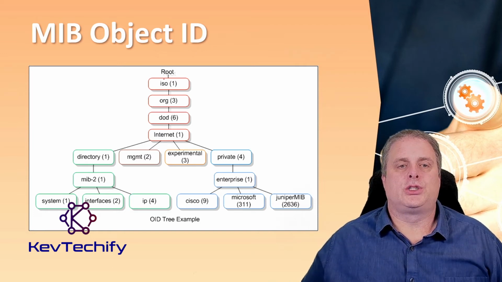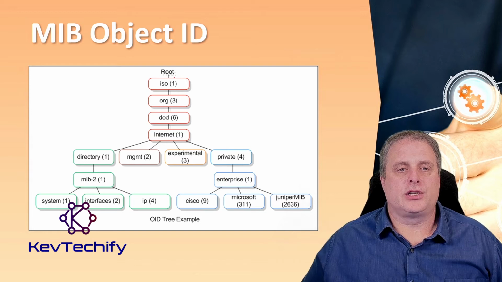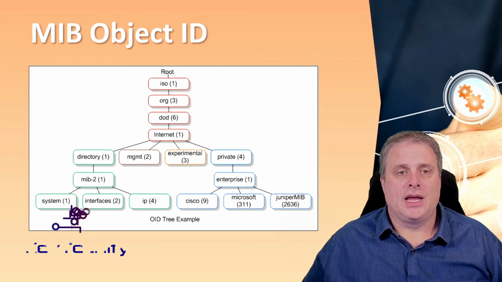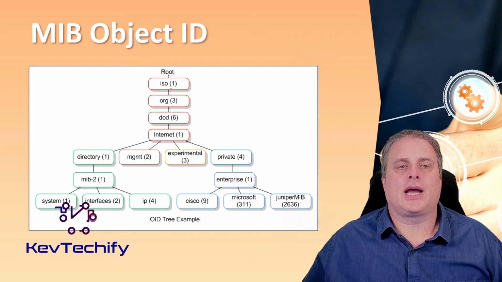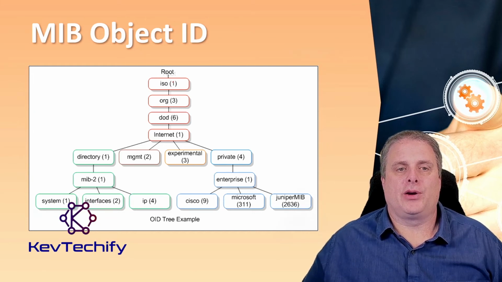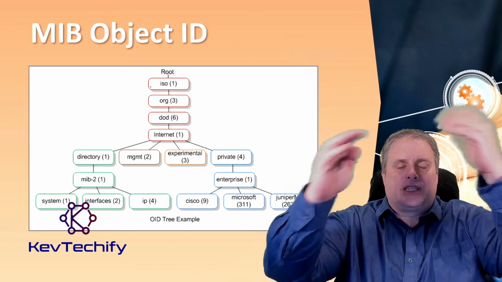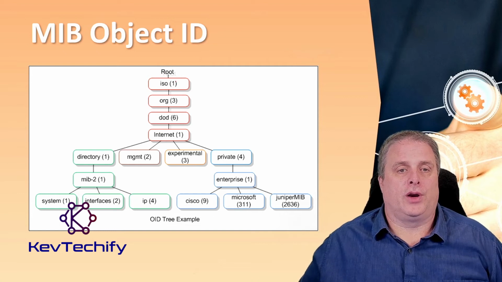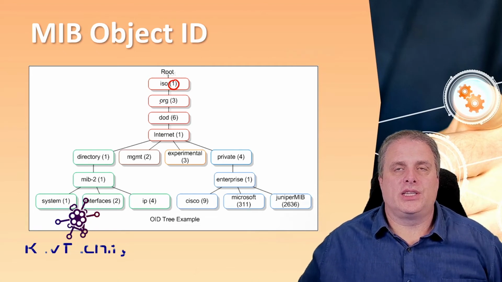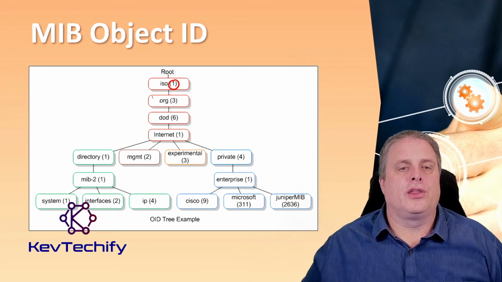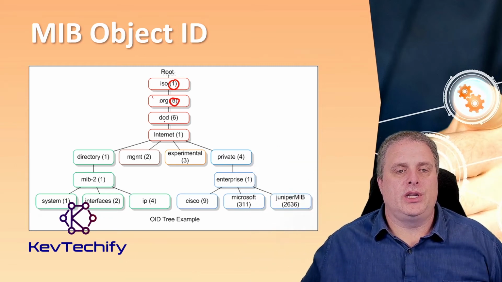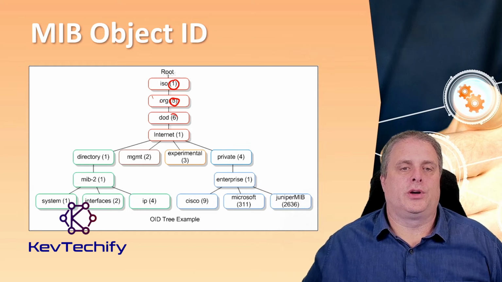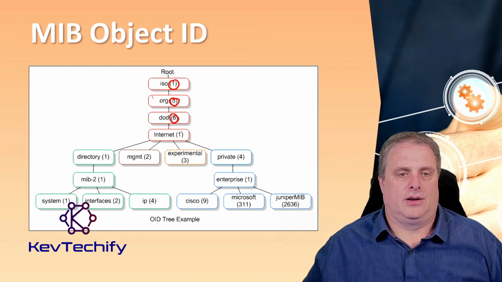The numbers that are shown next to these object ID groupings identify which object ID I am grabbing from the ISO variable. There are several variables inside this ISO. We're going to be grabbing the first one right here, which is the organization. Inside the organization, there are several of them. We're going to be grabbing the third one, which is the DoD. And inside the DoD, there are several of them. We're going to grab the sixth one, which is internet.